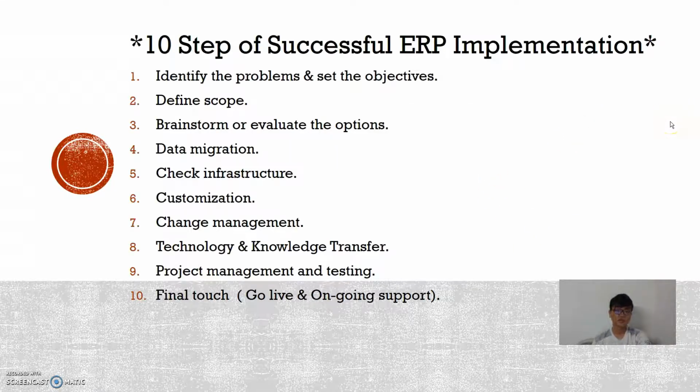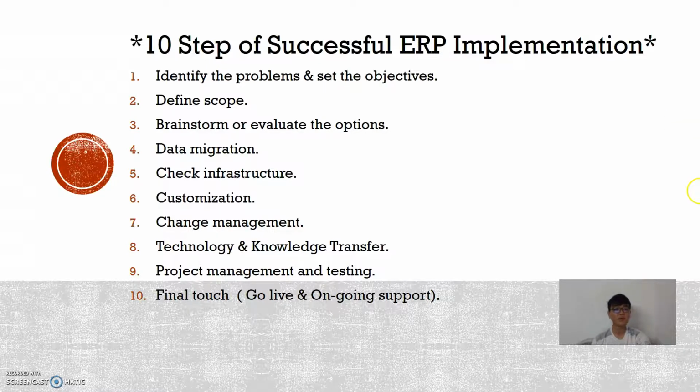There are 10 steps of successful ERP implementation. The first one is identify the problem and set the objectives. ERP provides a vast solution to many issues faced by companies. However, it is very important to identify the real objective for implementing ERP. The question is less about should we implement but more about what should ERP be implemented for. The key performance indicators, KPIs, have to be analyzed in order to understand the necessity of the software interventions.